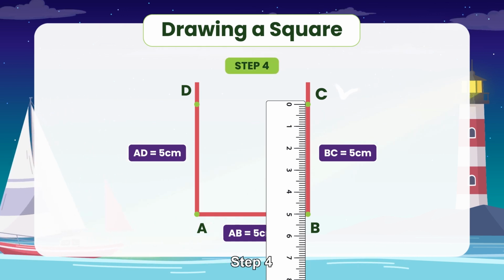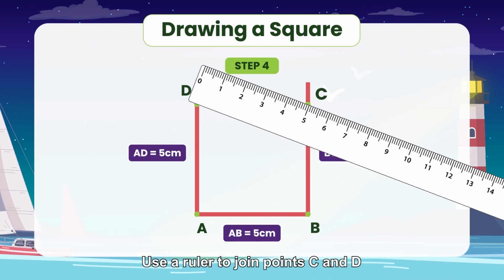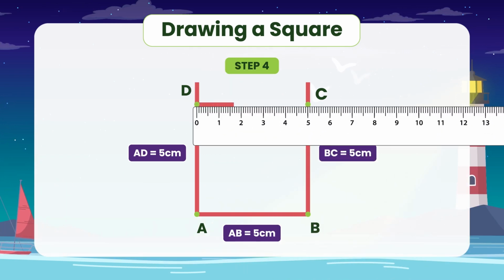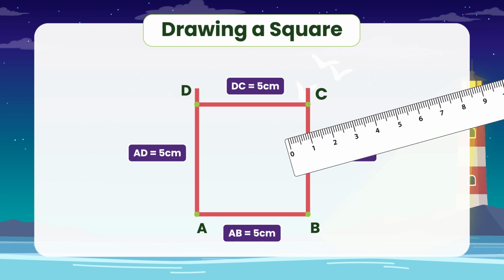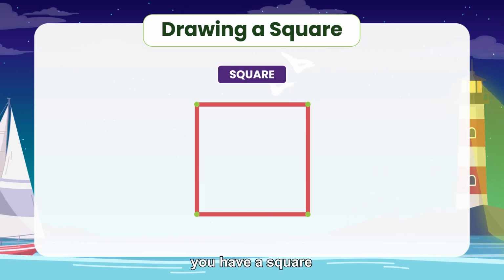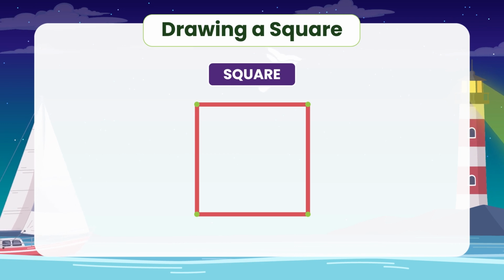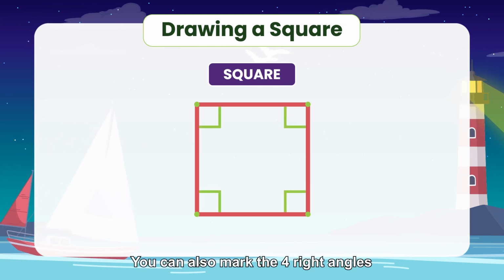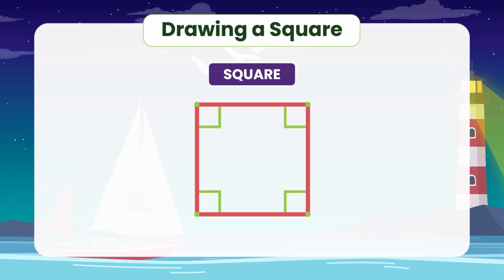Step 4. Use a ruler to join points C and D. And voila, you have a square. You can also mark the 4 right angles and equal sides.